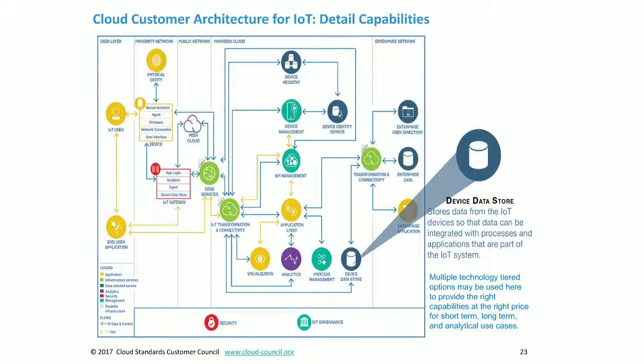Next thing I have in here is the device data store, and this is where I'm going to start to store the data as it's coming off the device, so the actual readings and the metrics that come off. One of the things that's probably important to think about here is, I know it's represented by a single box, but you may have to use multiple technologies in order to solve this problem.